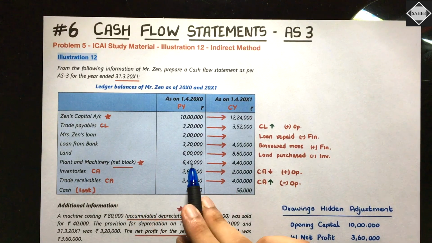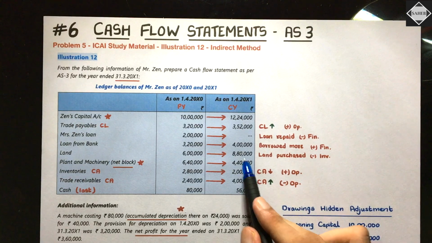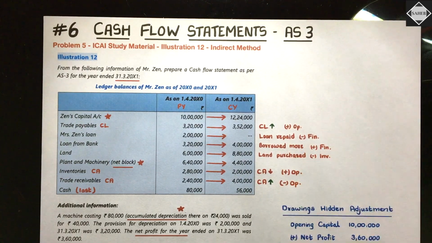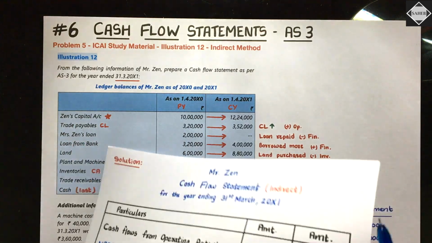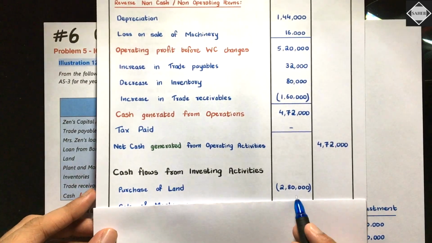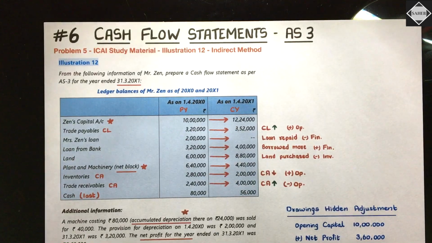What has happened to that? It has increased by how much? It has increased by 2,80,000. That means we have purchased the land. If we purchase the land, that means our money has decreased. We have paid the money. So purchase of land will be subtracted. Purchase of land minus 2,80,000. Fine, understood. Next we have plant and machinery.